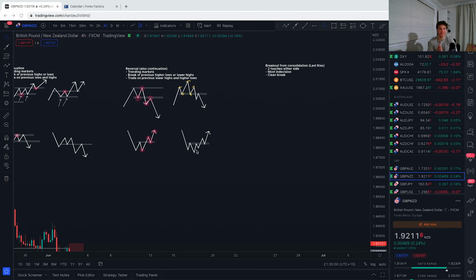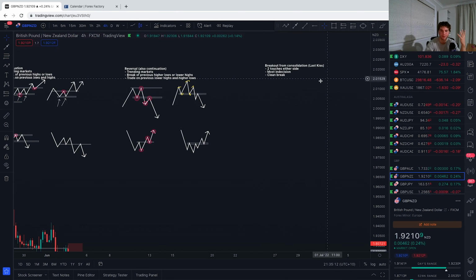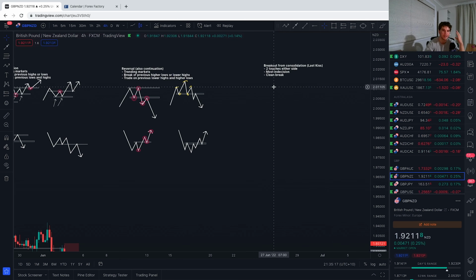All right, we made it to the last one. Hopefully you guys sort of understand what I'm trying to say. And again, feel free to ask any questions. So this one's my favorite one, easily the easiest and most simple one. And I have a general rule of thumb: when in doubt, trade the breakout or the last kiss, okay? Because it's so easy to identify.